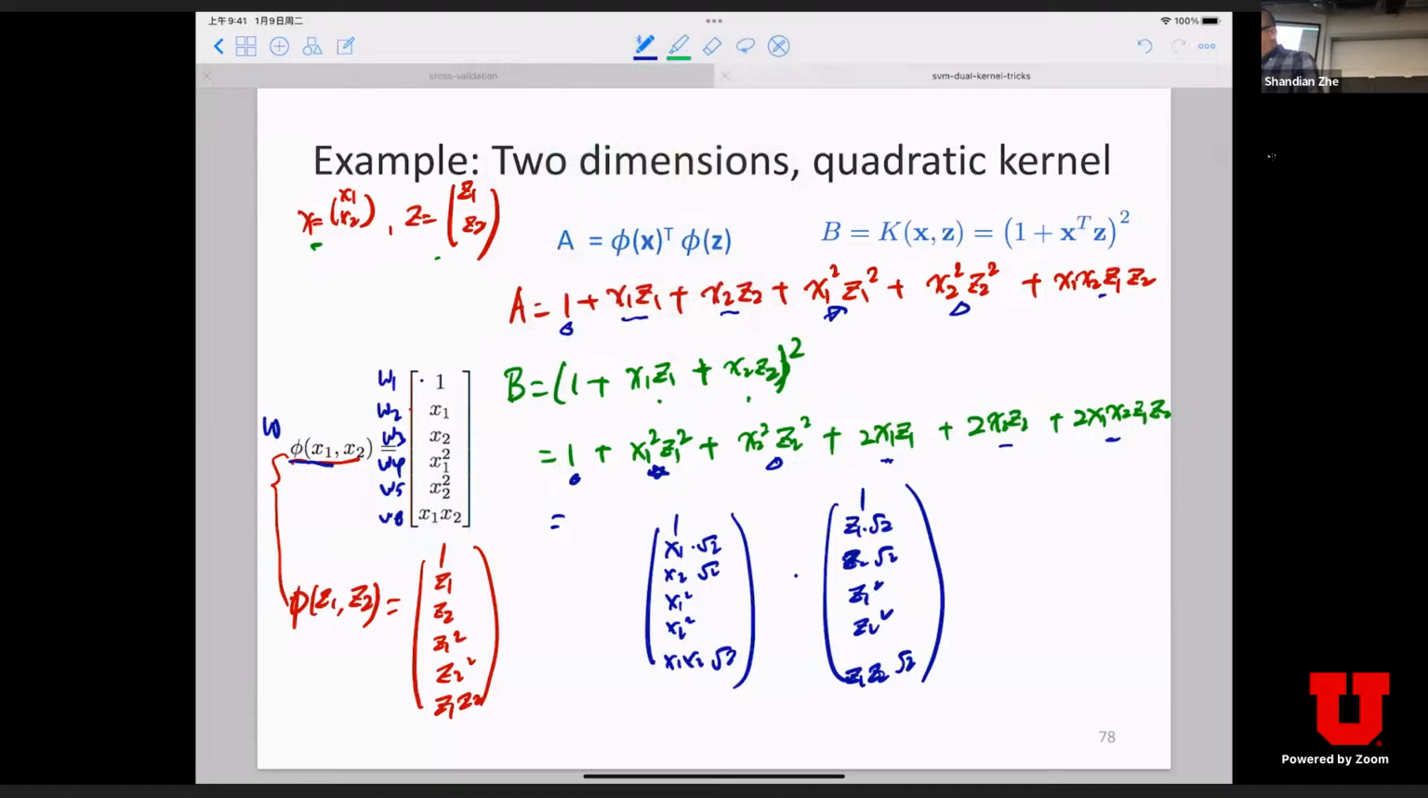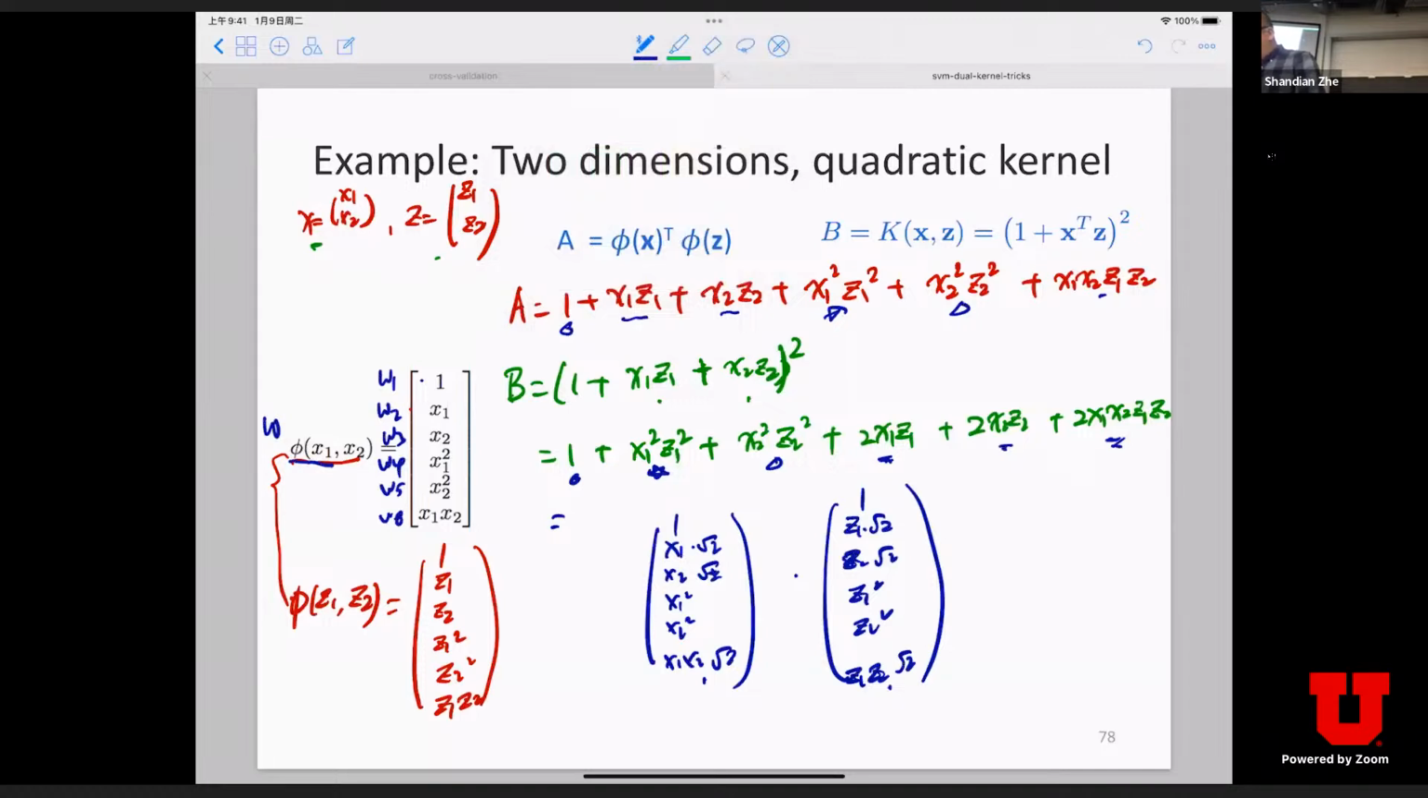Now you see where this comes from. And similarly here, x2, z2, and multiply by 2 here. So essentially, B is equivalent to performing the same feature mapping, except that you multiply some mapped features by a square root of 2.